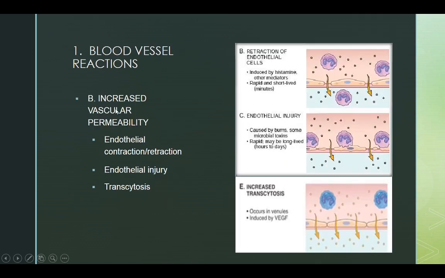Now there is increased vascular permeability. How does this occur? Through endothelial contraction. There will be contraction in the endothelial cells, and small pores will be created, which will lead to the movement of leukocytes outside the tissue to the site where they are required. It can also be increased by endothelial injury, like collagenase or something being released that leads to damage of the vessel lining, so it will make space to go outside, and also transcytosis.